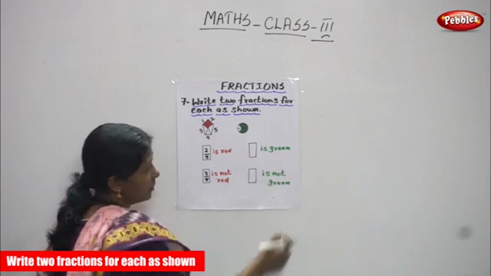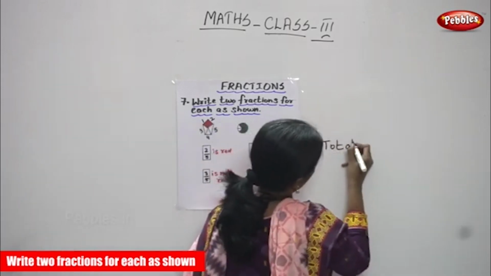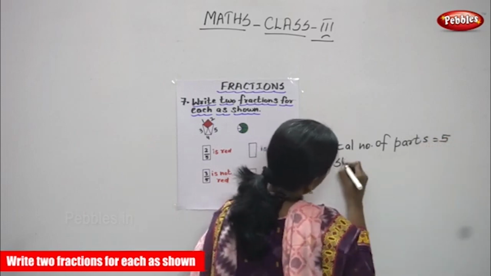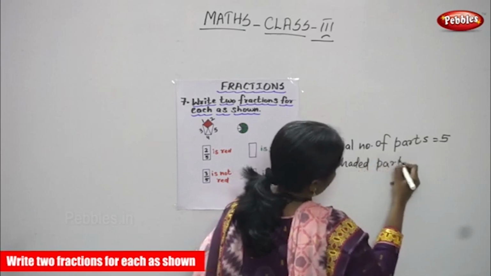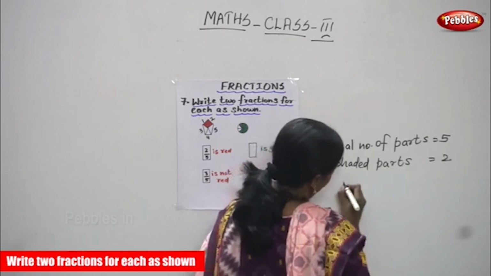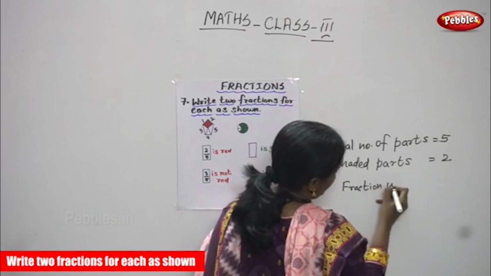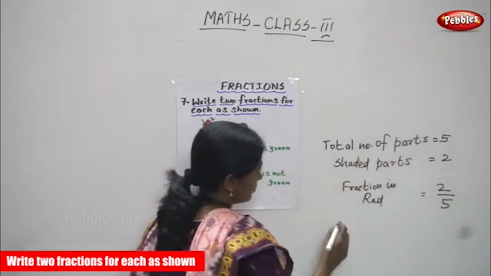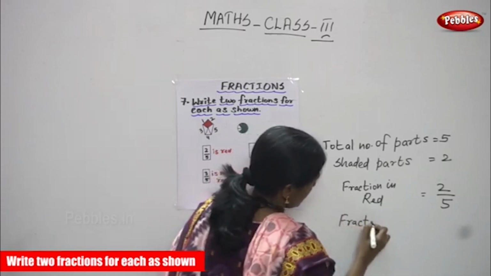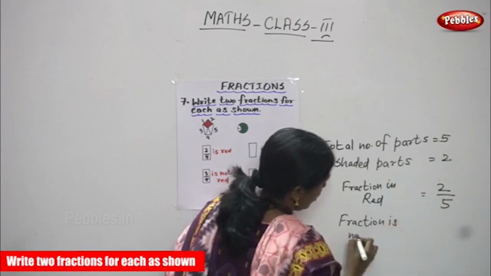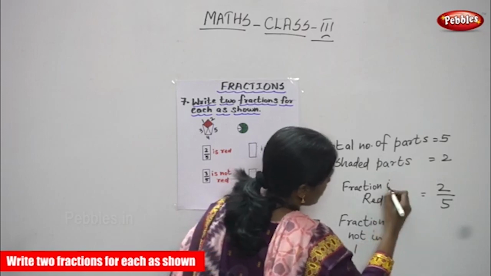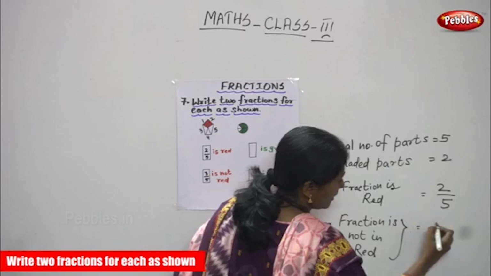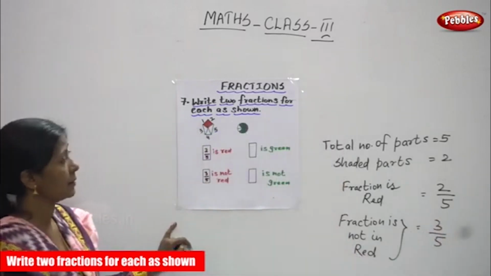So total number of parts, I'll write it here. Total number of parts is equal to 5. Shaded parts, how many? That is 2. So that is what we write as a fraction. It is a fraction. Write in fraction. Fraction in red, what? 2 by 5. Okay, and fraction not in red. Fraction is red, fraction is not in red. So 5 minus 2, you get what? 3. 3 by 5. That is the right answer for this question.